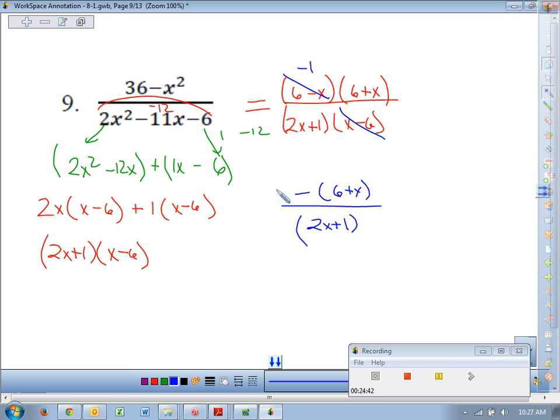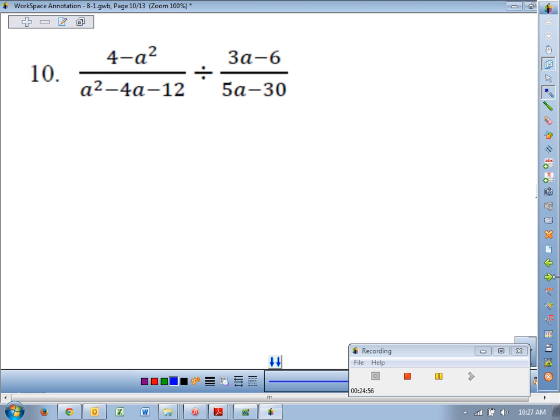It's all good in the neighborhood. One more of those. Is it a multiplication problem or division problem? That's the question. Division. So that means the second guy's got to get reciprocated. Go ahead and give it a shot.